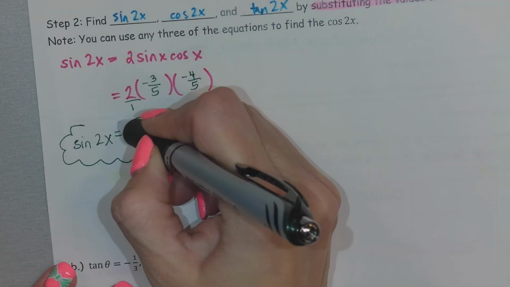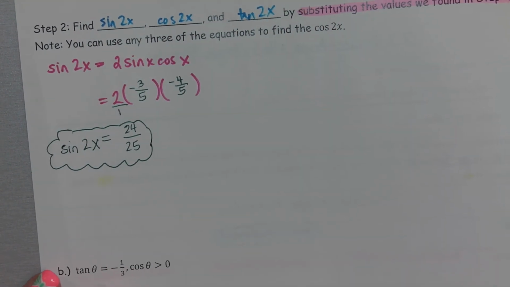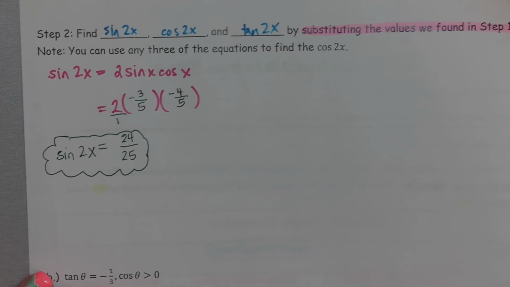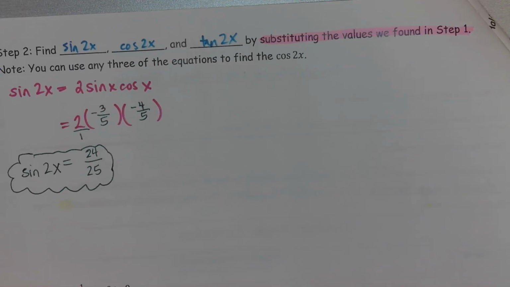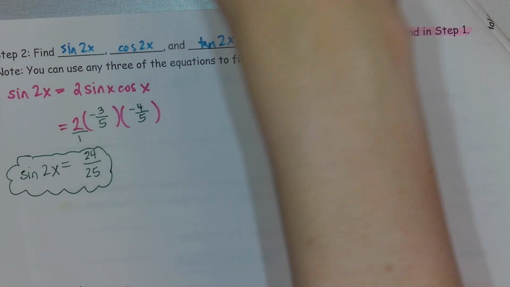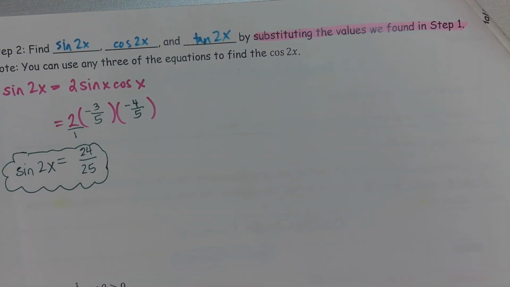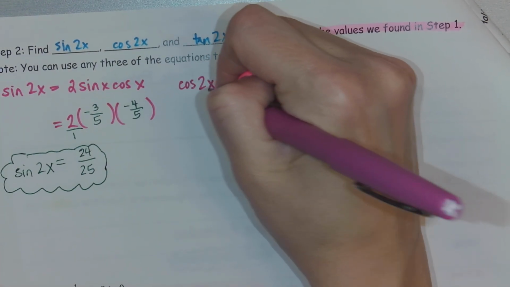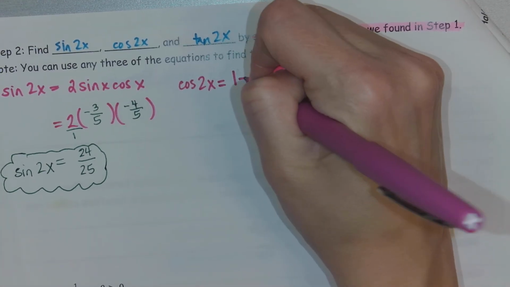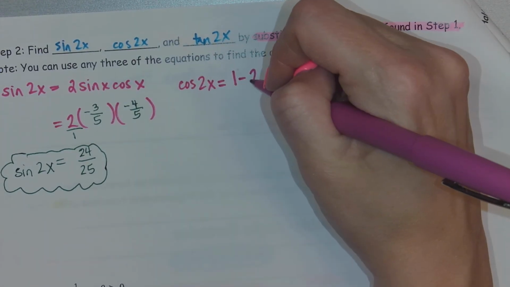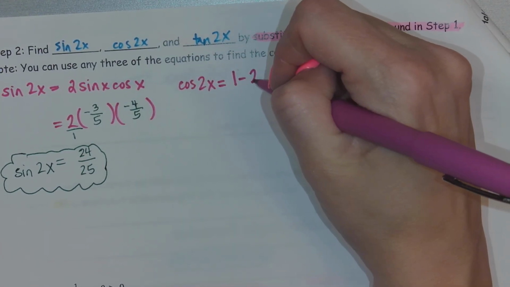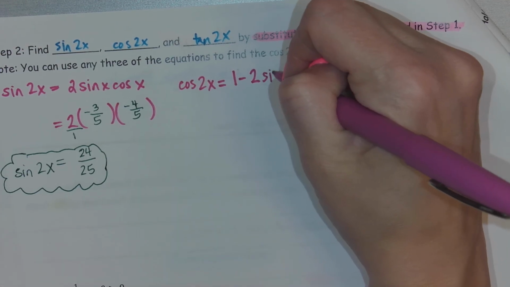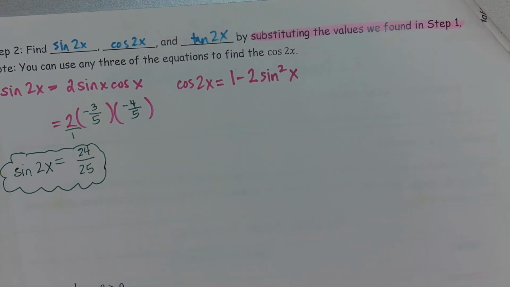Okay, so to be successful at these, you do have to remember how to multiply fractions and your order of operations. Okay, now you can use any of the 3 equations to find the cosine of 2x. If you were doing this on a test, I would recommend that you use this one for this particular problem. 1 minus 2 sine squared of x. Anybody tell me why I'd suggest using that for this problem?